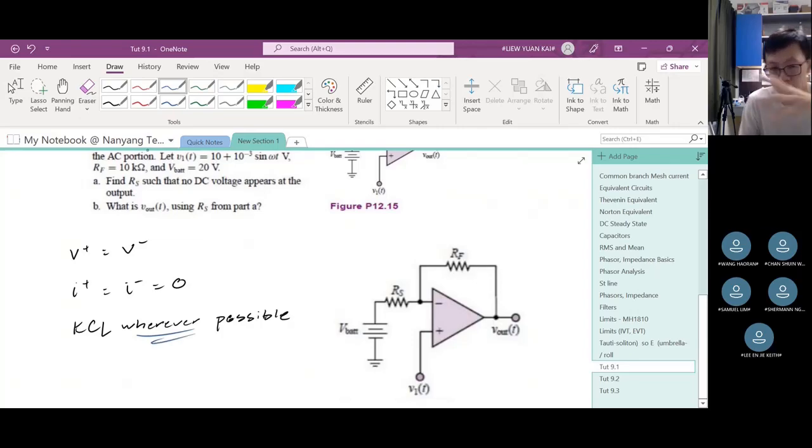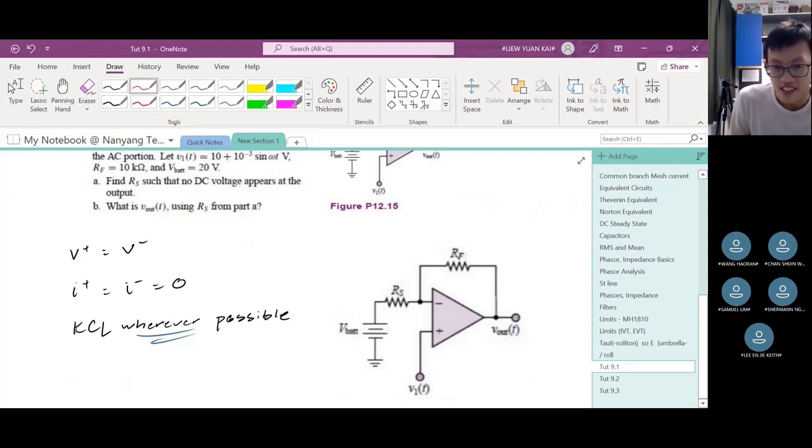You will understand what it means when we go through the questions. So I'm going to repeat again. Every time you see this little triangle, which is the op-amp, immediately in your brain you should click and write this down on your paper: V plus equals V minus, I plus equals I minus, KCL wherever possible. Actually, you don't need to write KCL wherever possible, but it is one of the steps. So what does that mean?